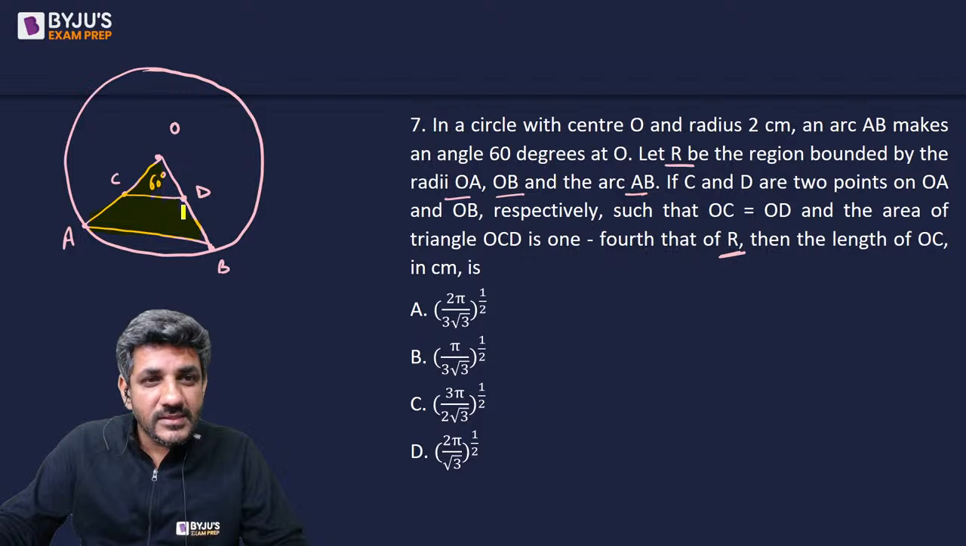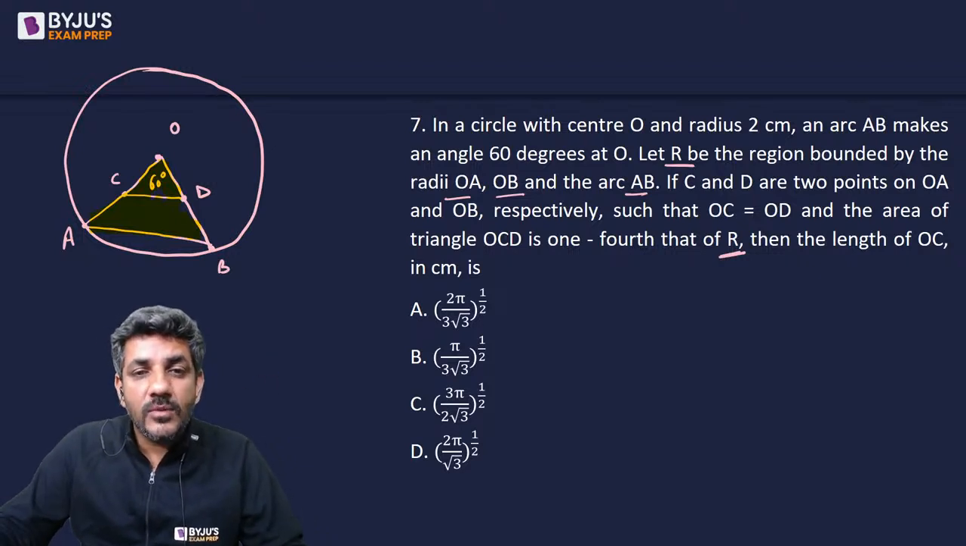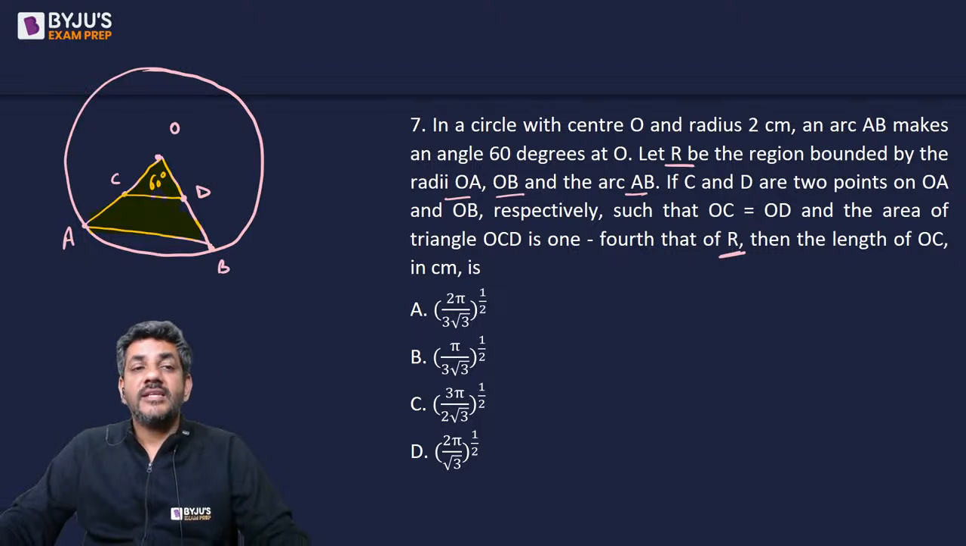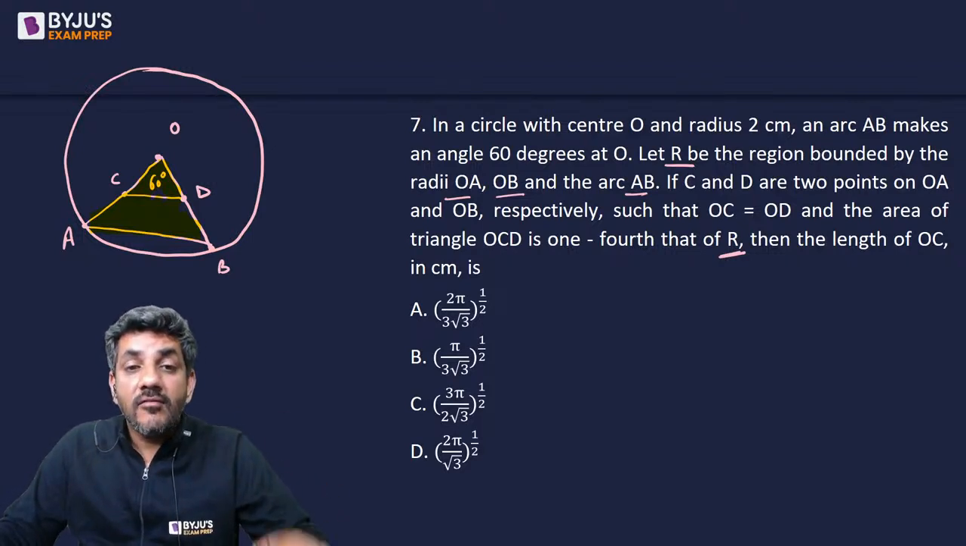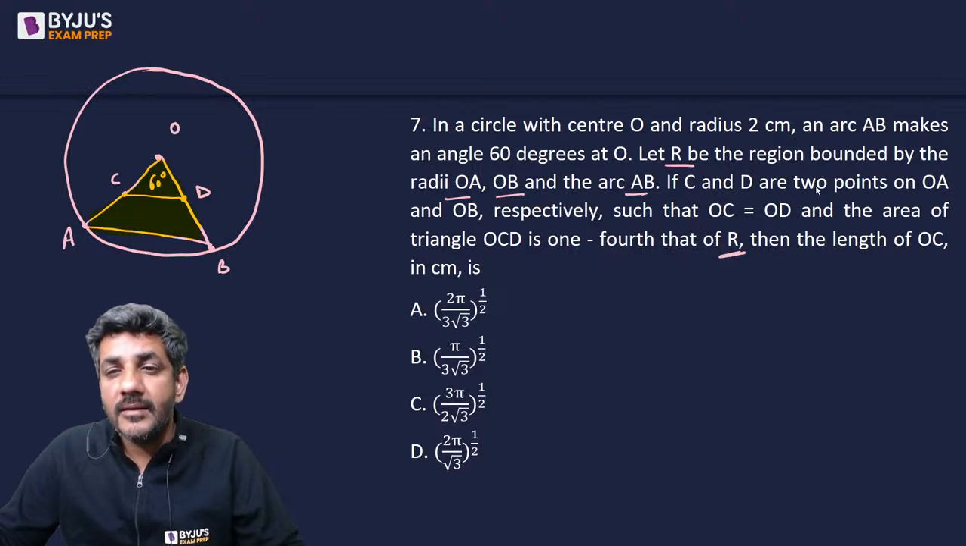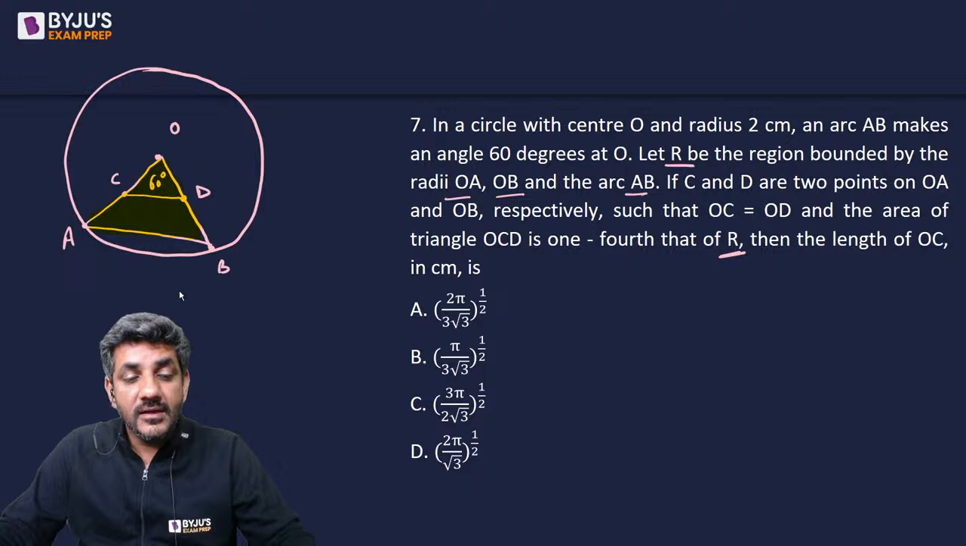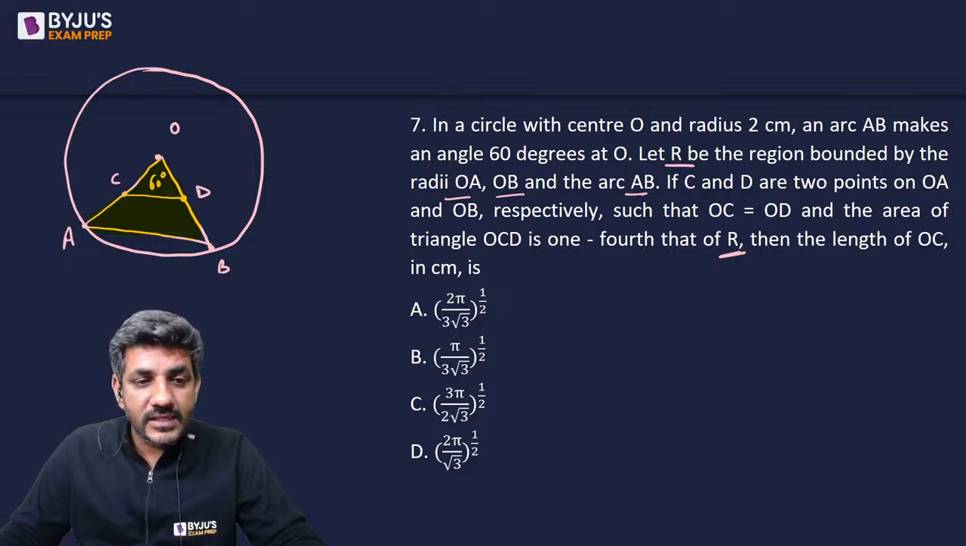Yes, this complete area is equal to R, as you all can see. So if this complete area is equal to R and the question says the area of OCD is 1/4 of that area, right? Area of OCD is 1/4 of that area. Then what is the question saying? The question is asking us to find the length of OC in centimeters. So we have to find out the length of OC in centimeters.